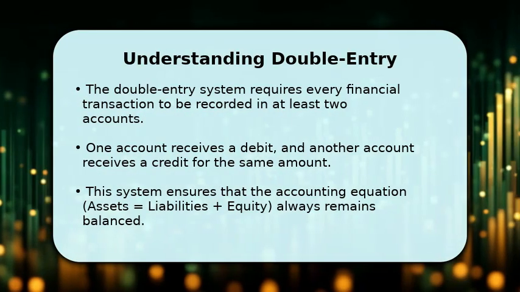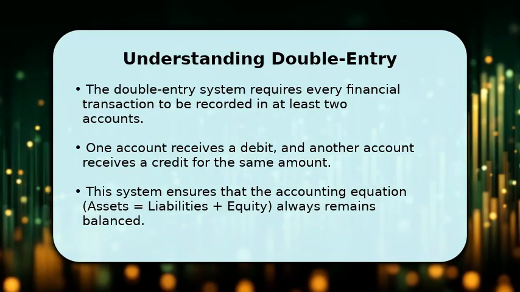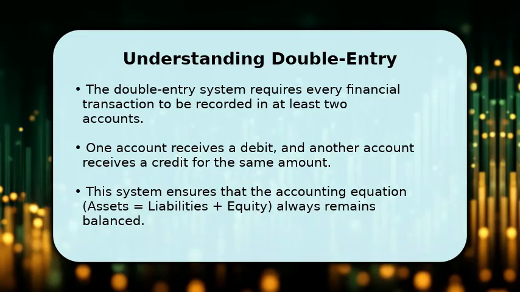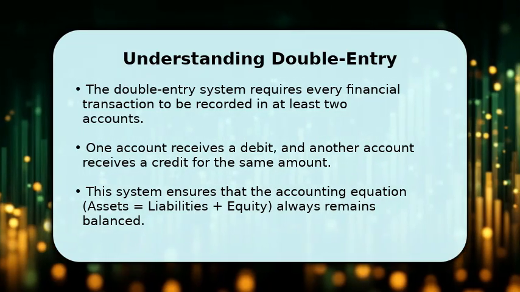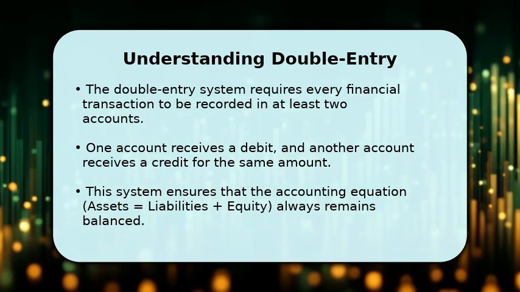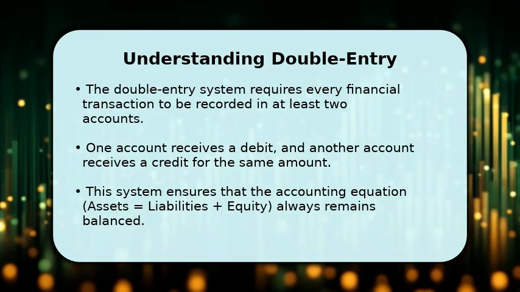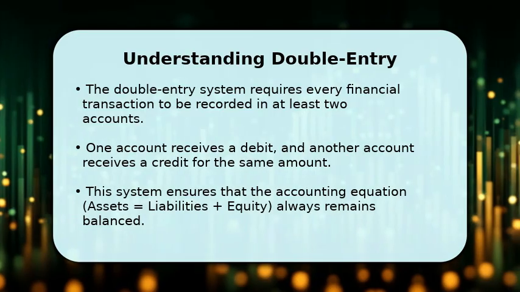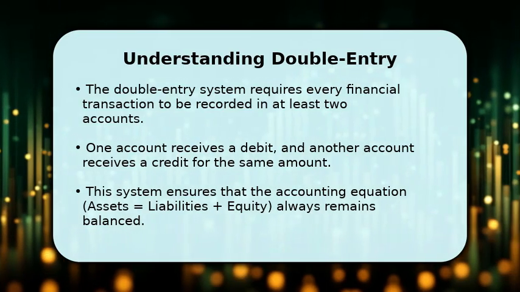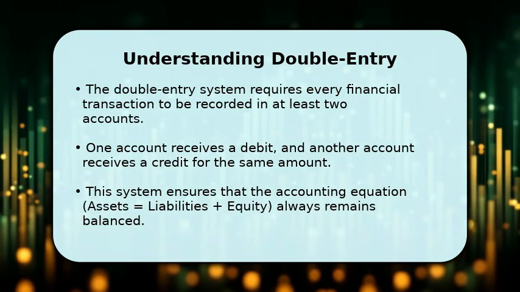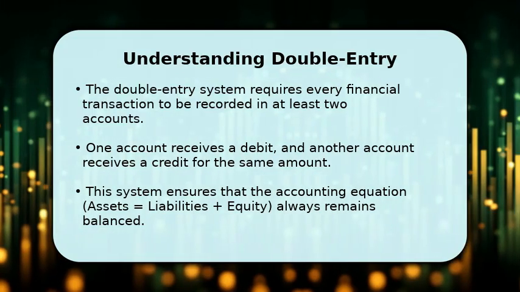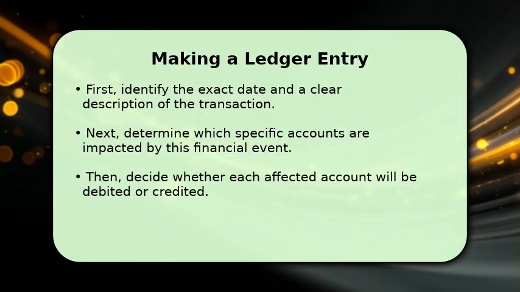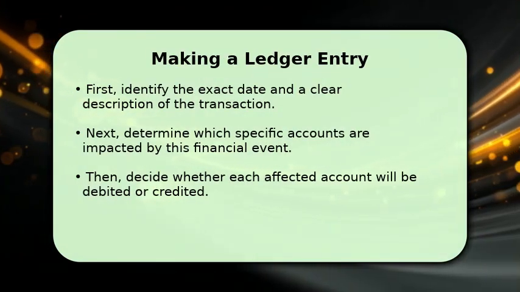The cornerstone of accurate accounting is the double entry system. This principle dictates that every single transaction has two equal and opposite effects on your accounts. For instance, if you purchase supplies with cash, your supplies account increases with a debit, and your cash account decreases with a credit. This meticulous method ensures that your books always remain in balance, providing a comprehensive and reliable financial picture.